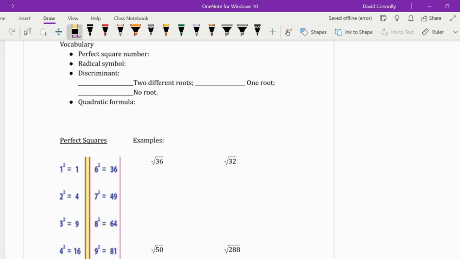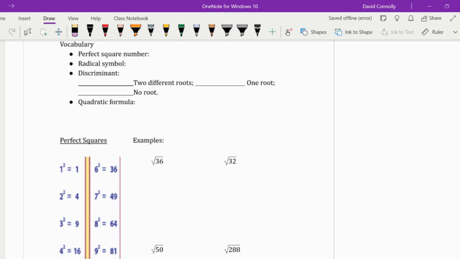Everyone. So today we're going to be solving quadratics again, but this time we're going to be doing it in a different way. Instead of factoring, we're going to be using the quadratic formula. Now, I'll go over most of these vocab terms when I come back, but for today, the important thing is that we know the quadratic formula.